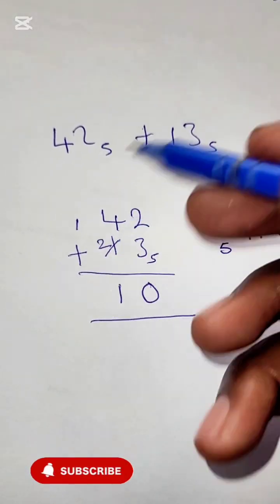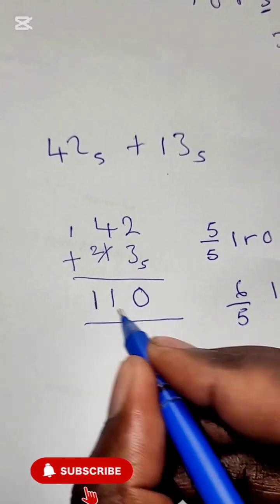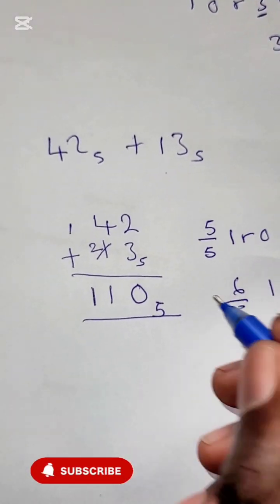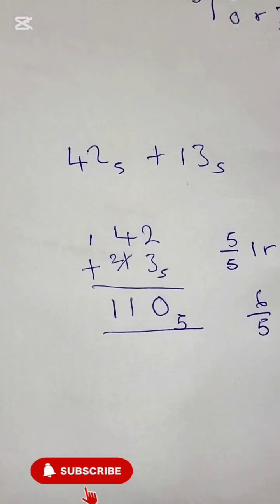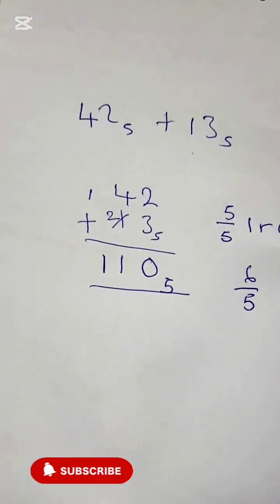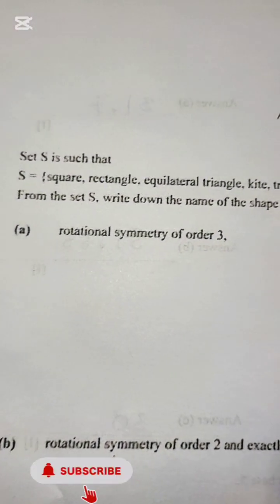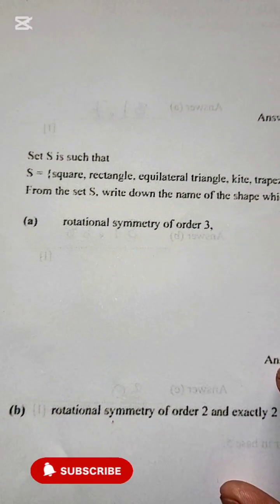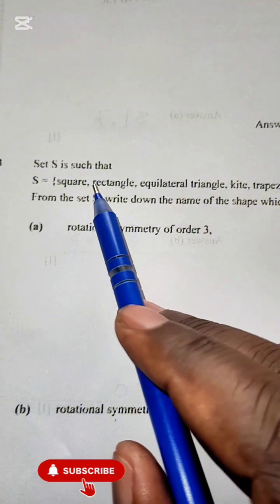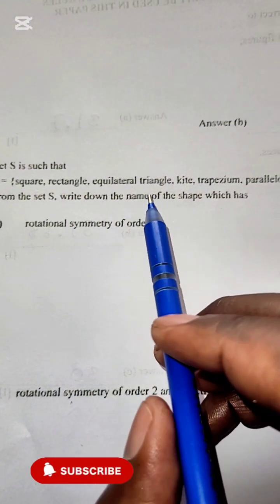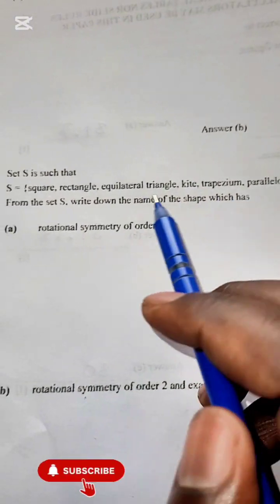So it's 1 plus 0, that's 1. Base what? Base 5. Are we together? So it's 1, 1, 0, base 5. Okay. Then another one. Set AC such that AC square, there's a rectangle, equilateral triangle, kite, trapezium, parallelogram.